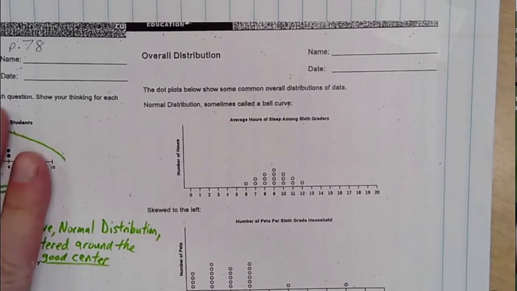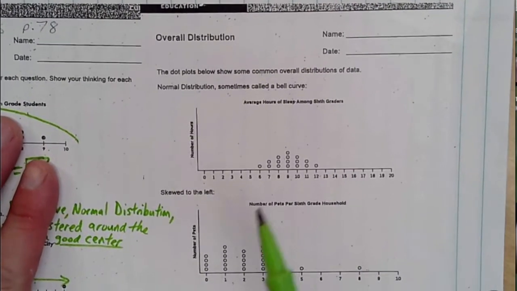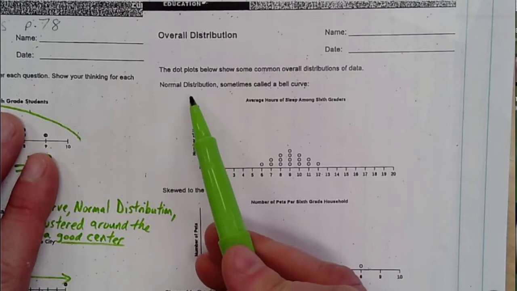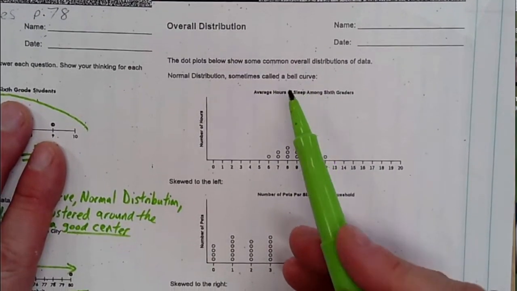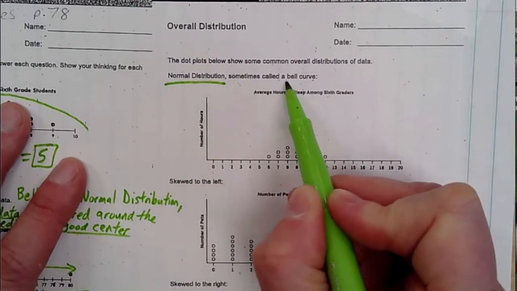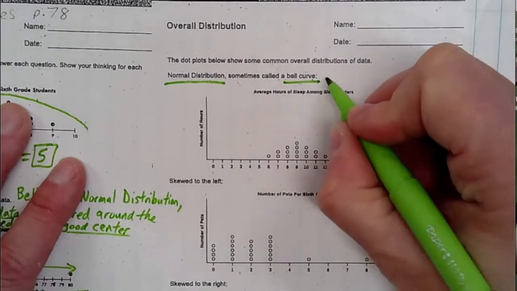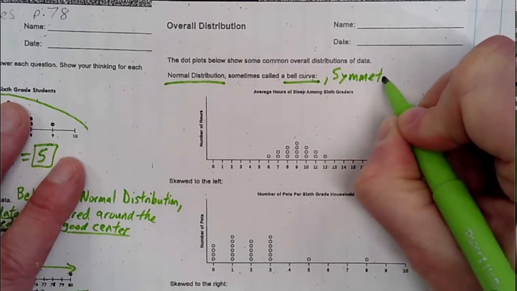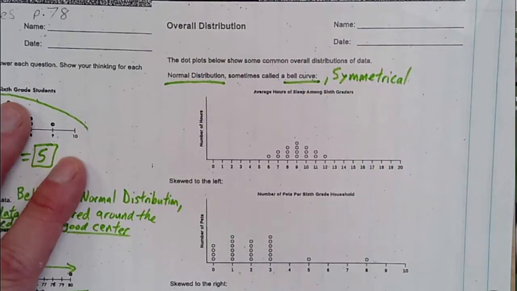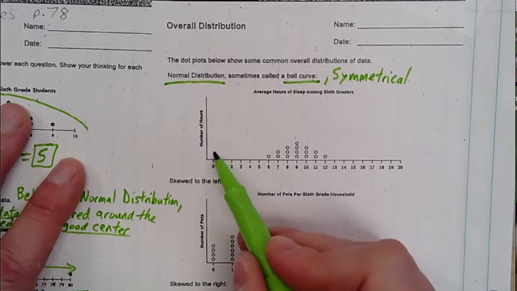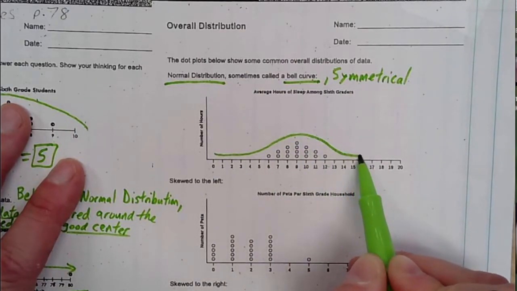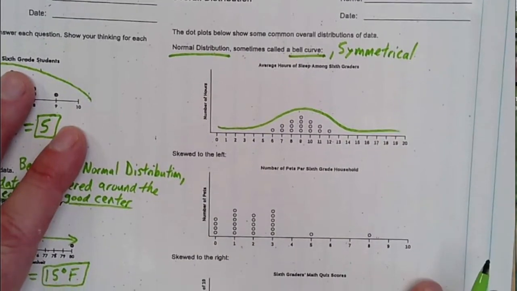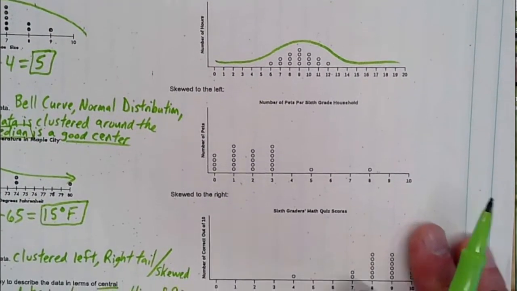So this was kind of talking about describing overall distribution. Again, the dot plot shows some common overall distributions of data. Normal distribution, sometimes called a bell curve. So that's what we just talked about over here. Normal and a bell curve are very similar. We also call this symmetrical. Symmetrical. And so when you look at this one, it kind of looks like up, down. This is symmetrical. All the data is mostly around the center. The distribution could be described by the mean, median, or mode.